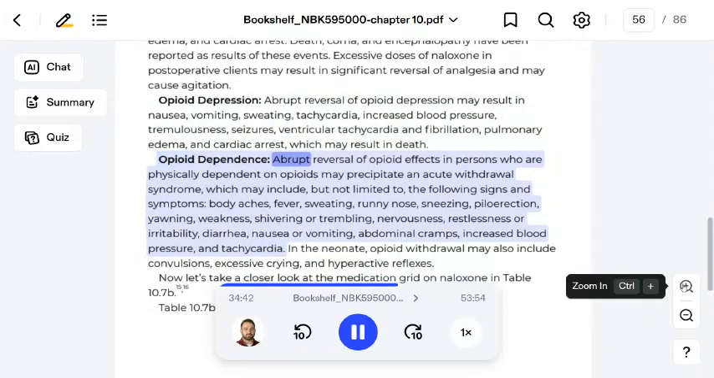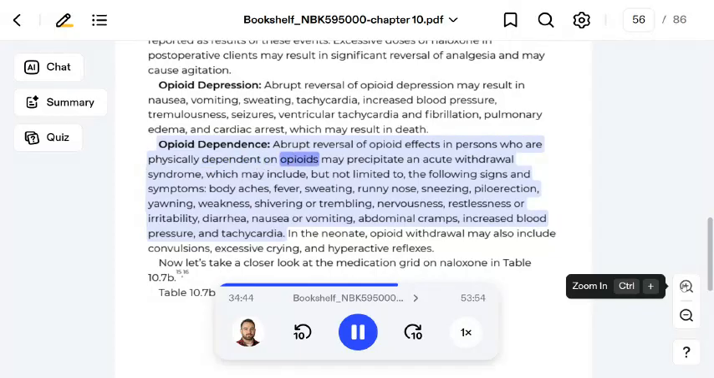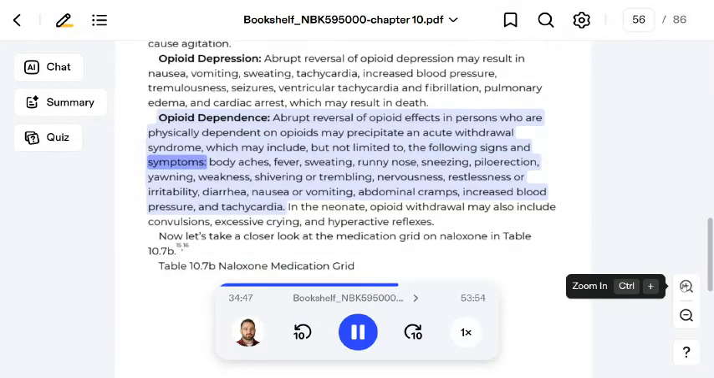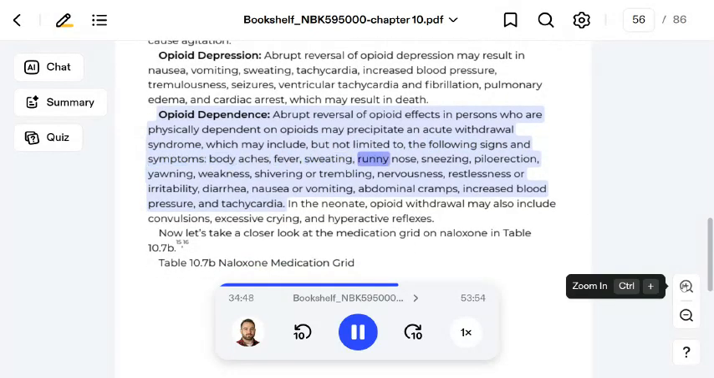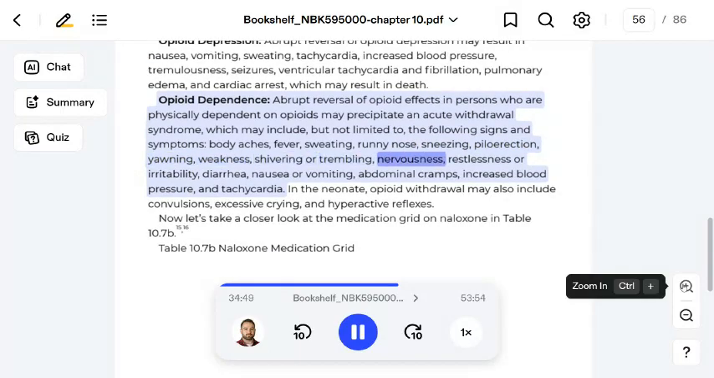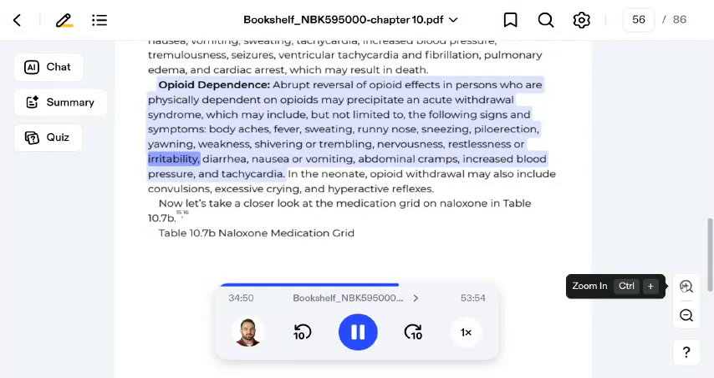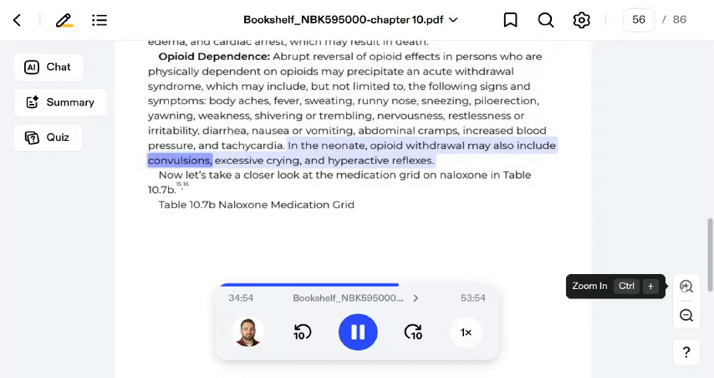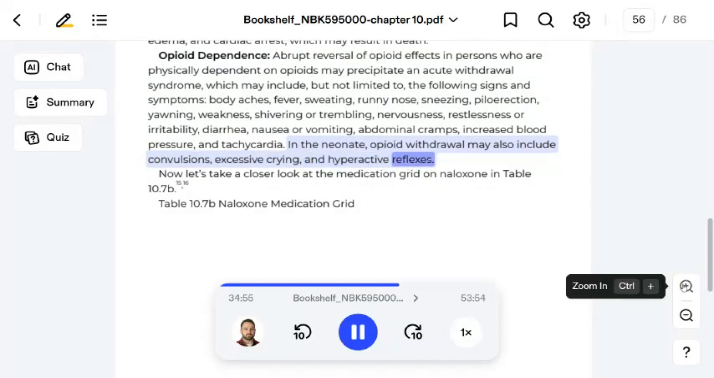Opioid dependence. Abrupt reversal of opioid effects in persons who are physically dependent on opioids may precipitate an acute withdrawal syndrome, which may include, but is not limited to, the following signs and symptoms: body aches, fever, sweating, runny nose, sneezing, piloerection, yawning, weakness, shivering or trembling, nervousness, restlessness or irritability, diarrhea, nausea or vomiting, abdominal cramps, increased blood pressure, and tachycardia. In the neonate, opioid withdrawal may also include convulsions, excessive crying, and hyperactive reflexes.